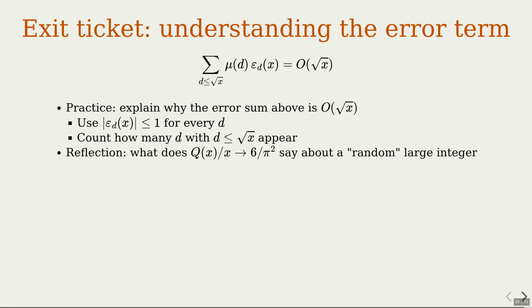It tells me that if I pick a large integer at random, the chance it is square-free is about 6 over pi squared, a bit more than 60%. That probabilistic viewpoint is one of the joys of analytic number theory, and it will keep showing up as we explore primes and beyond.